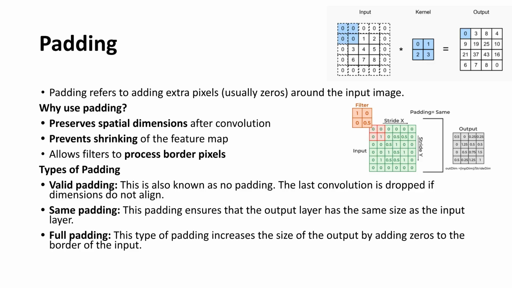There are 3 types of padding: valid padding or no padding, where the last convolution is dropped if dimensions don't align. Same padding, which ensures the output has the same size as the input. Full padding, which increases the output size by adding more zeros at the borders.